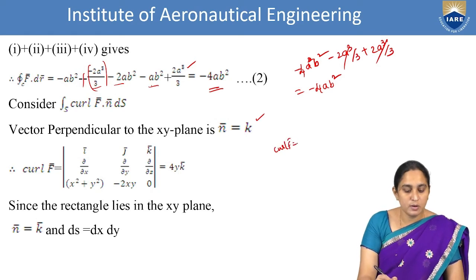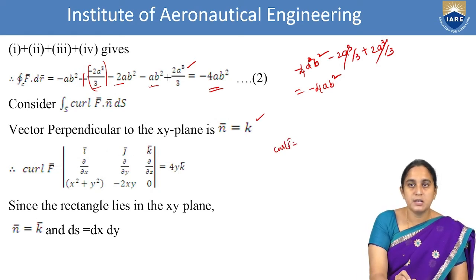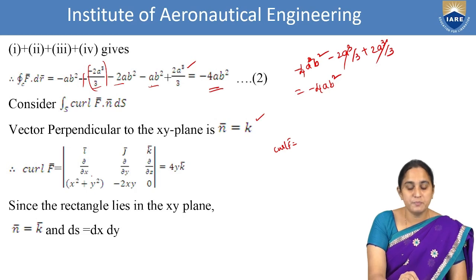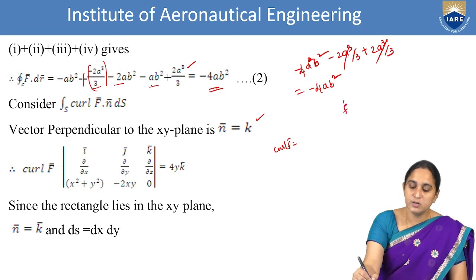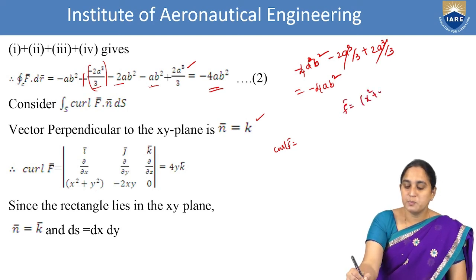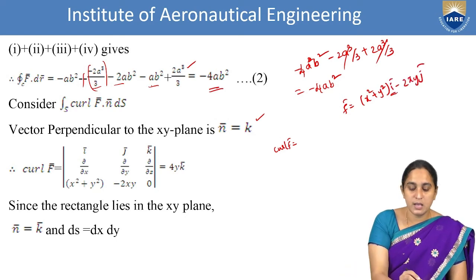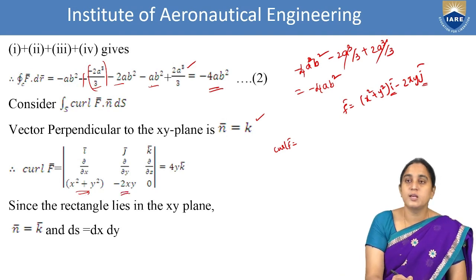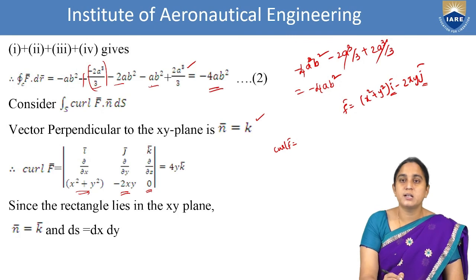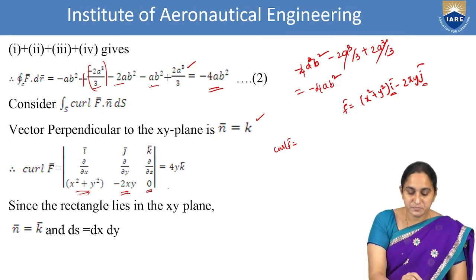Curl f bar is equal to what? The determinant with i bar, j bar, k bar, the formula dou by dou x, dou by dou y, dou by dou z, and the coefficients of f. The given f bar is x square plus y square into i bar minus 2xy into j bar. The i bar coefficient is x square plus y square, the j bar coefficient is minus 2xy, and the k bar coefficient is 0.